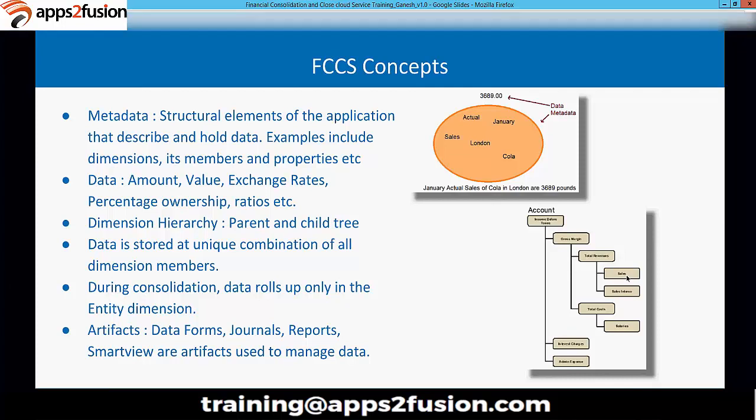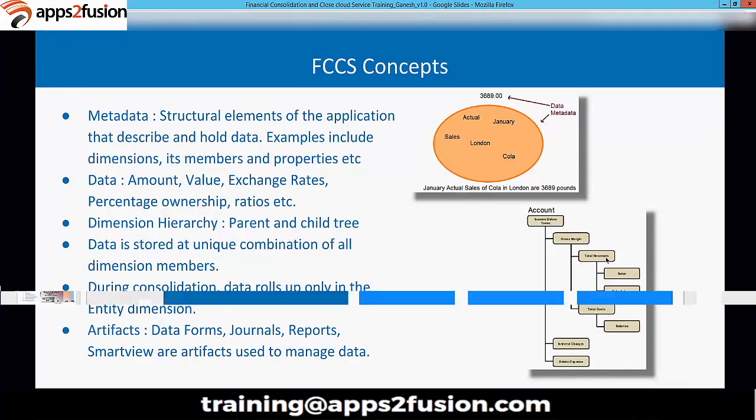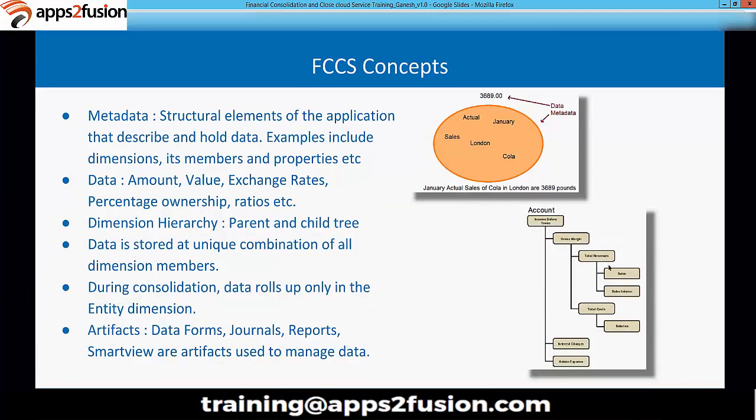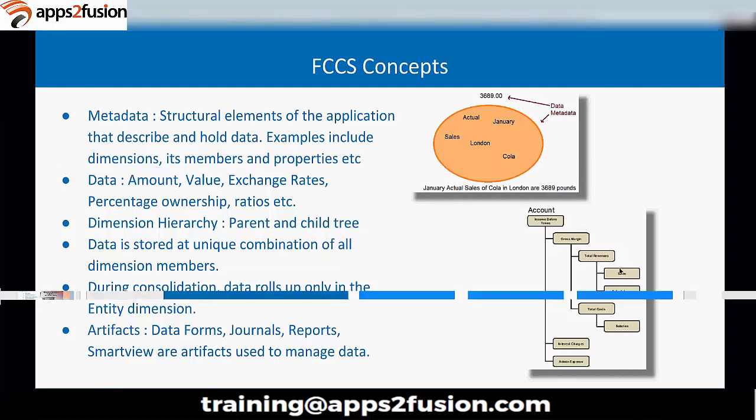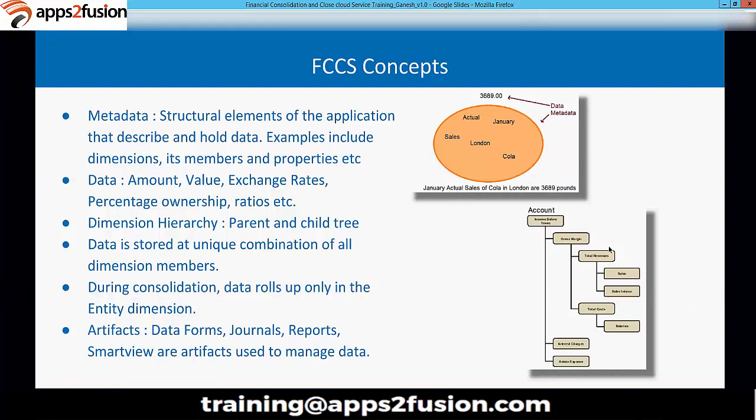In consolidation applications, data can almost always be entered only at leaf members, meaning it can only be entered at sales. It can never be entered at total revenues, gross margin, or income before taxes. What happens is the data that you enter at the leaf members is aggregated into its parents. So for example, total revenues is nothing but the sum of sales and sales intercompany. Right? So aggregation happens. Parent and child relationship.